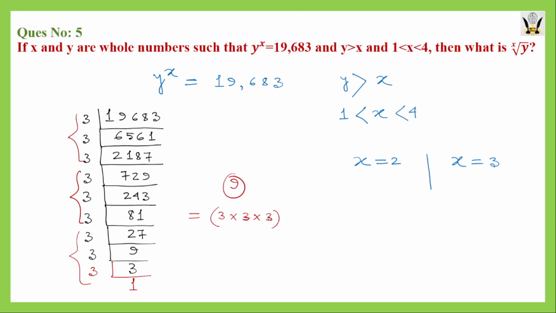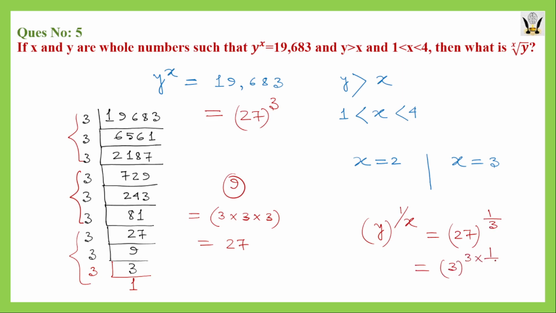And what will be the cube root value? The cube root value will be 3 3's are 9 and 9 3's are 27. So that means the value of y will be 27. So it can be represented as 27 and then cube of that. The cube of 27 is 19,683. But what we need to find is y to the power 1 by x. So y is 27 and x is 3, so 1/3 it is. And 27 again can be represented as 3 cube. So now multiplied by 1 by 3, the final value will be 3.